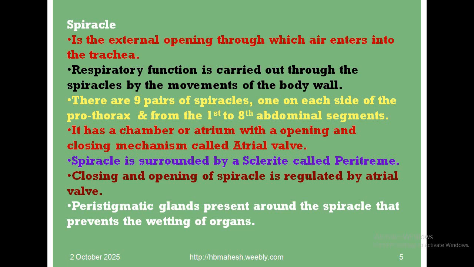There are 9 pairs of spiracles, one on each side of the prothorax and from first to 8th abdominal segments. It has a chamber or atrium with an opening and a closing mechanism called atrial valve. Just beneath the spiracle, there is a chamber, the atrium. The spiracle is surrounded by sclerite called peritrium.